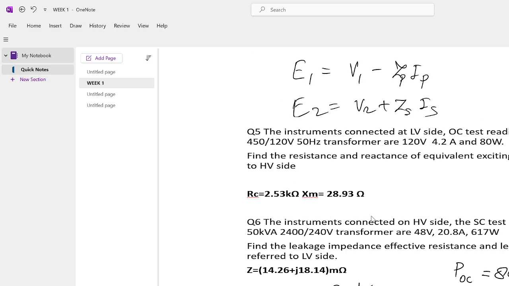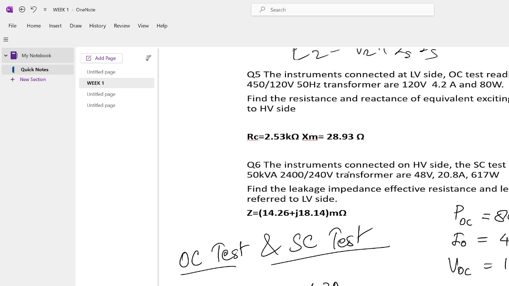The transformer voltage is 2400, but we are operating at only 48 volts. What is the percentage? 48 divided by 2400 is 2% of the rated voltage, and you are able to circulate the rated current. That's why we are neglecting the shunt iron parameters and losses.